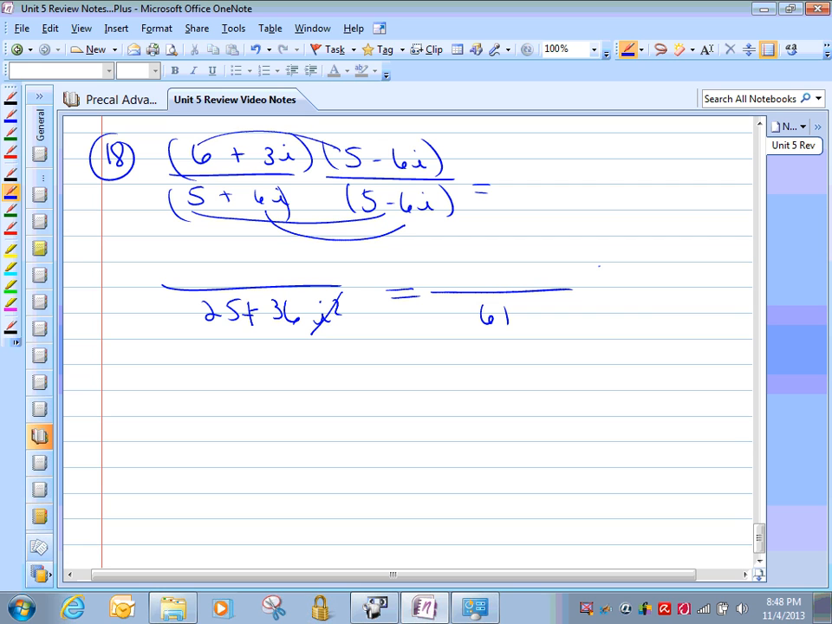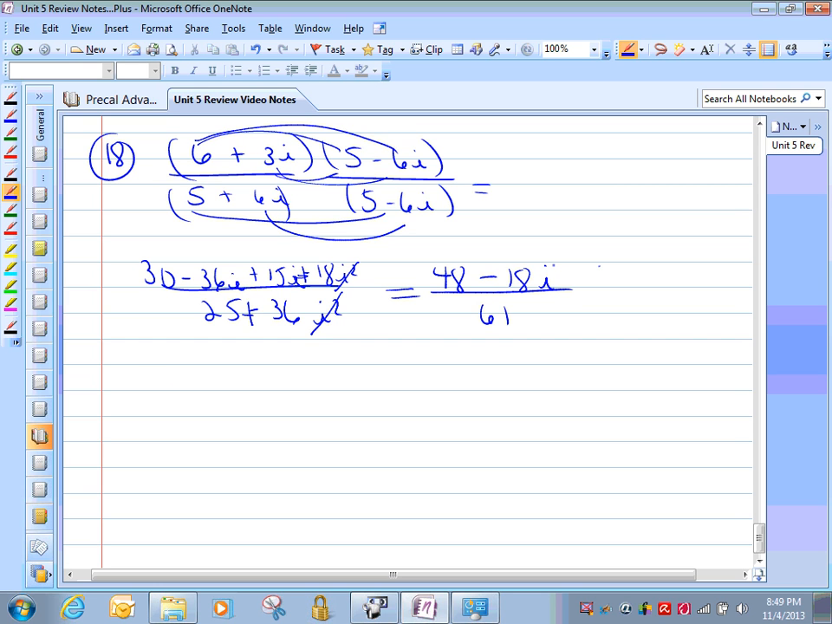All right, so we have 6 times 5, which is 30. We have 6 times negative 6i. That's negative 36i. We have 3i times 5, which would be positive 15i. And then we have 3i times negative 6i. That's negative 18i squared. The i squared goes away. The 18 becomes a positive. All right, let's clean up our terms. So we have an 18 and a 30. That would be 48. That's our a. And we have negative 36 and a positive 15. I believe that's a negative 21i.